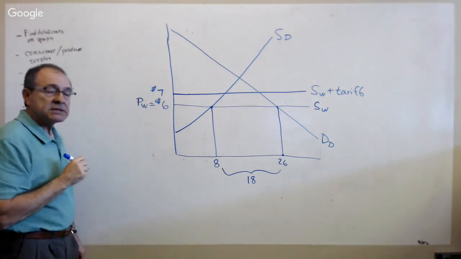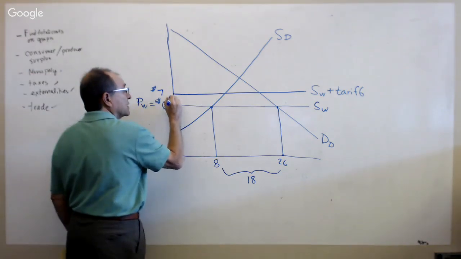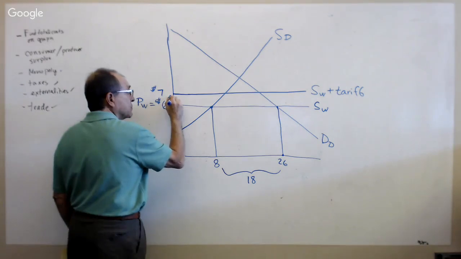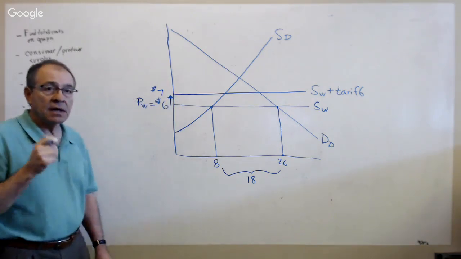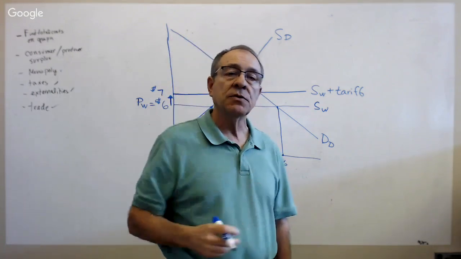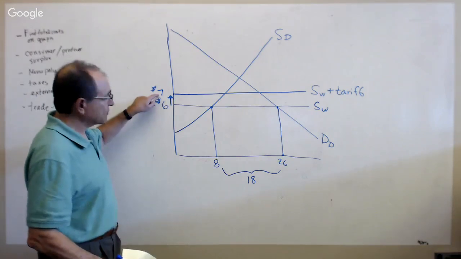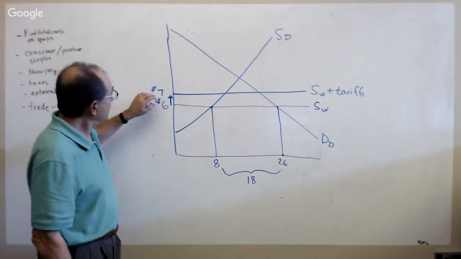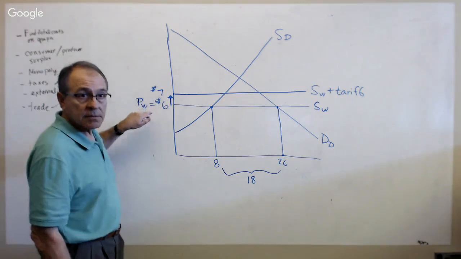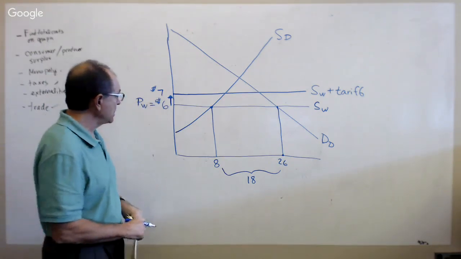Right? So the domestic price has gone up by $1 because of the $1 tariff. And this is what happens in a perfectly competitive market. You can think of this as the tariff being fully passed through into prices, so it's fully passed through to consumers in terms of the amount. The domestic price goes up by the same amount as the tariff.